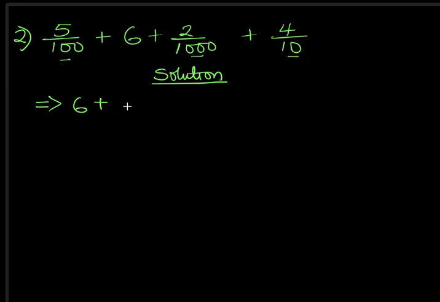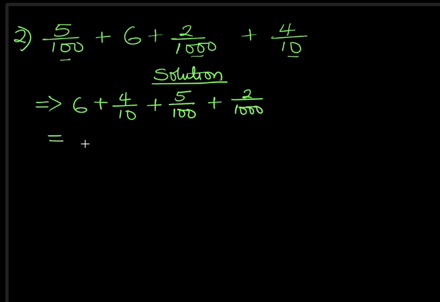Now, after the whole number part, all these other ones are fractional parts. So the first place value in the fractional part is 10. So that will give us 4 over 10 plus 100 will come next, 5 over 100, plus 1000 will come next. That will give us 2 over 1000. So it has been arranged.